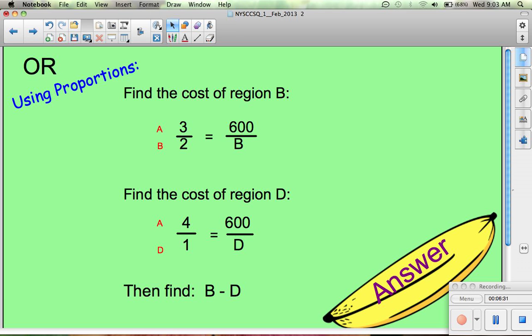600 times 2 is 1200. So you would have 1200 equals 2B. Oops, excuse me, equals 3B. Using my cross products. And then I would finish that up. I'm not going to show each step, but what would you do next? Correct. Divide both sides by 3, and 1200 divided by 3 is 400, so B is 400. Remember, we got that using our diagram for our fraction bars.